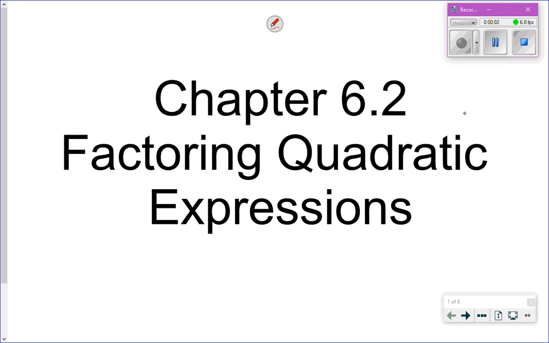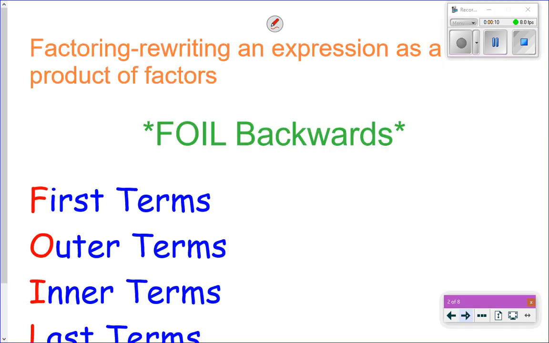Today we're starting chapter 6.2. We are going to be factoring quadratics. There should be a review from Algebra 2, but we're going to go through it again. Remember that factoring is like FOILing backwards. So the goal of FOIL is to get a quadratic, and the goal of factoring is to go from a quadratic and get it into parentheses.